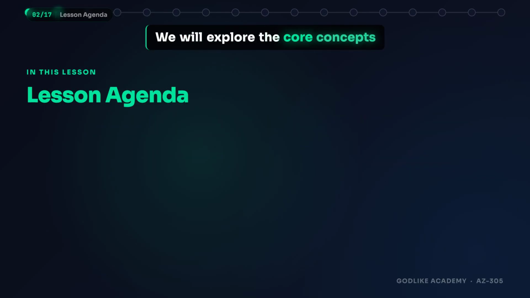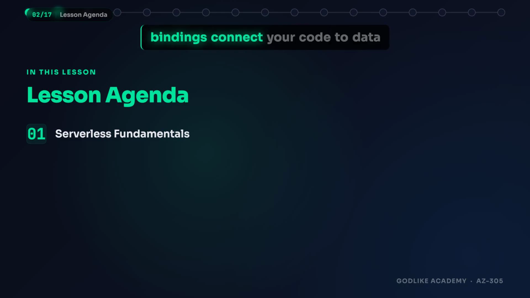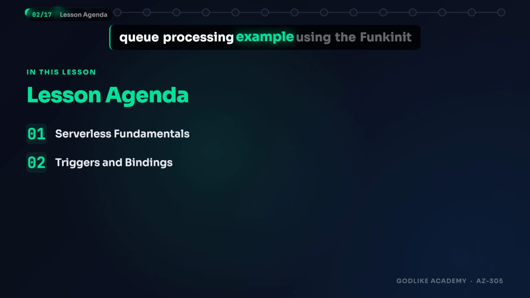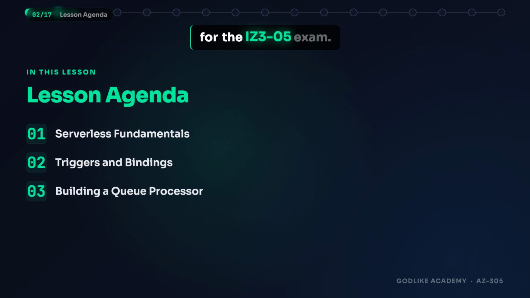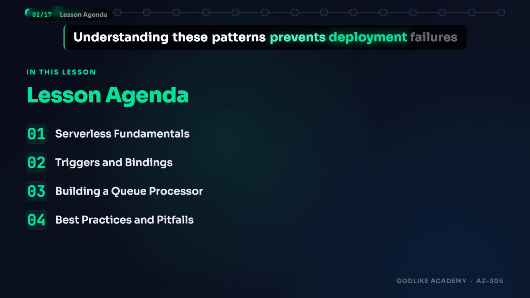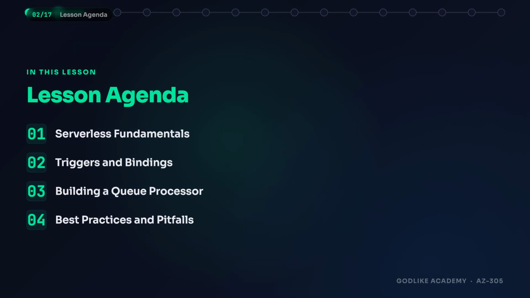We will explore the core concepts of Azure Functions today. You will see how triggers and bindings connect your code to data sources like Service Bus queues. We will walk through a practical queue processing example using the func init command and cover essential best practices for the AZ-305 exam. Understanding these patterns prevents deployment failures when scaling to thousands of concurrent executions.